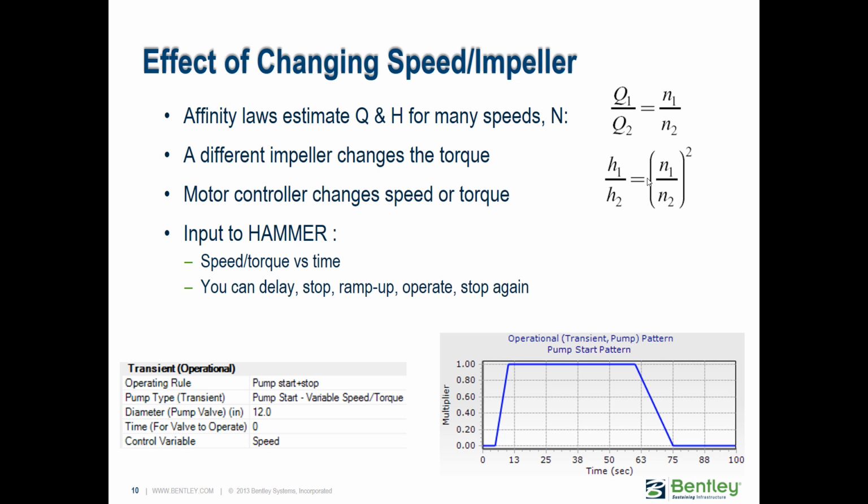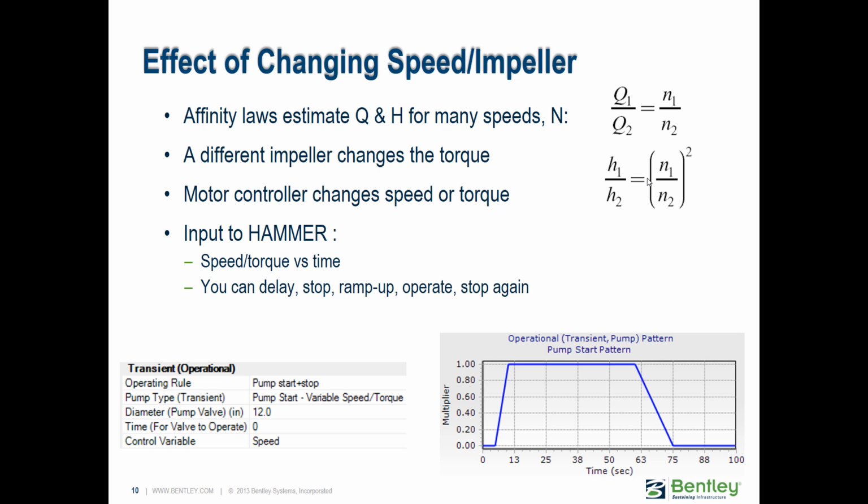But if you were trying to use the variable speed option, as you can see in the screenshot at the bottom there, this is actually the reverse. So I'll use that example. The bottom there shows a pump start. So when you're modeling a pump startup event, you have to specify a pattern that defines basically how quickly or slowly the pump is starting up.